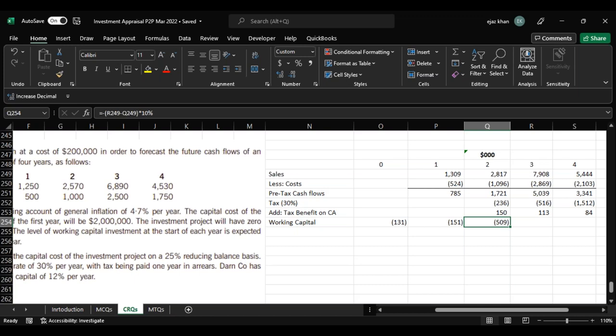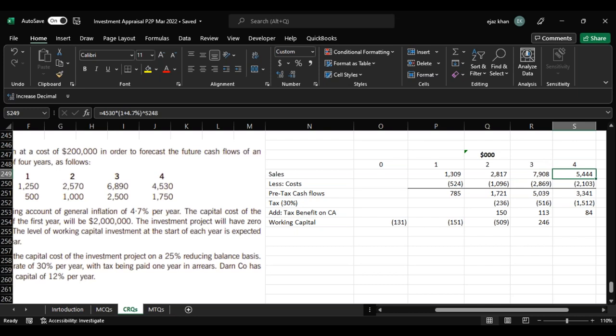So I'll continue with copying this formula and paste it here. And see, I've got a positive figure here. And what does this positive figure show? It shows that we have to eject the working capital. Now, why will we be needing to eject the working capital? If you just look at the year four sales figure, it is less than the year three sales figure.